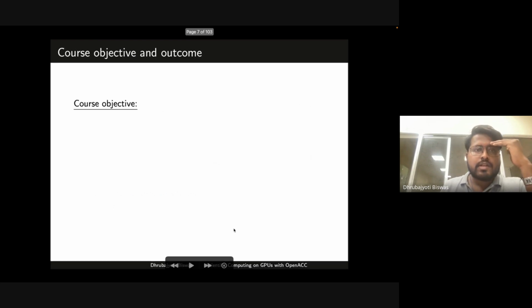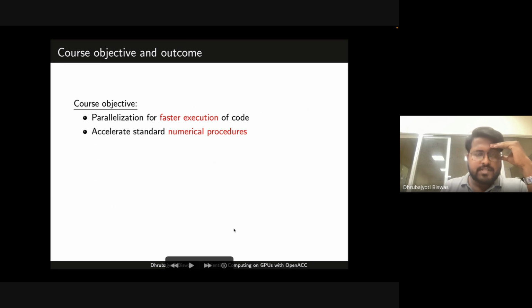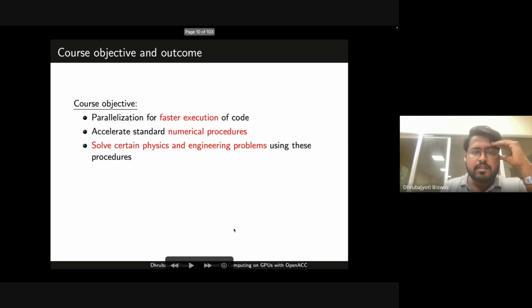Let's look at the objectives for this course. The primary objective is to learn about parallelization for faster execution of our code. The second part is that we will accelerate standard numerical procedures, like the things we learn in any standard numerical methods course: numerical solution of linear equations, ODEs, PDEs, and so on. We will see how we can accelerate those calculations using parallelization on CPUs and GPUs. Then we will try to solve certain physics and engineering problems using these procedures. Solving an ODE, for example, can be used in a lot of engineering and physics problems. These are the primary objectives of our course.